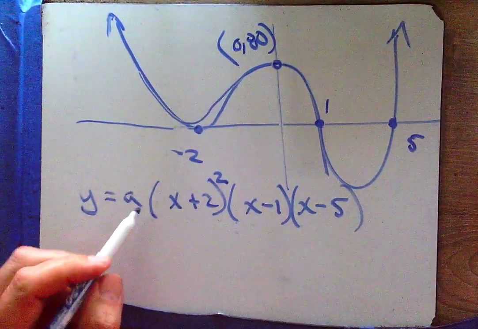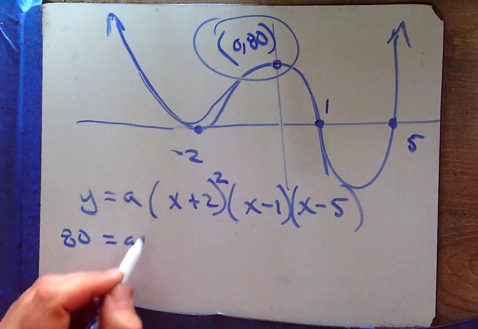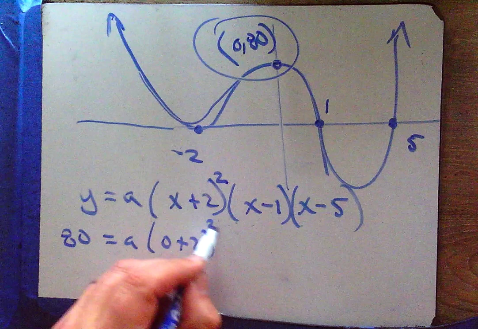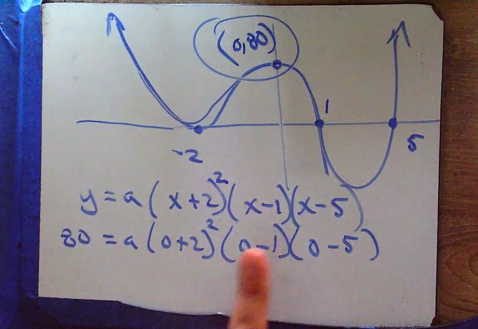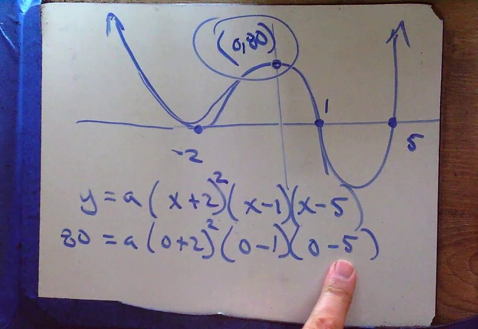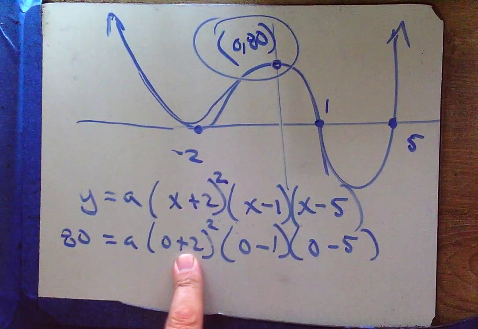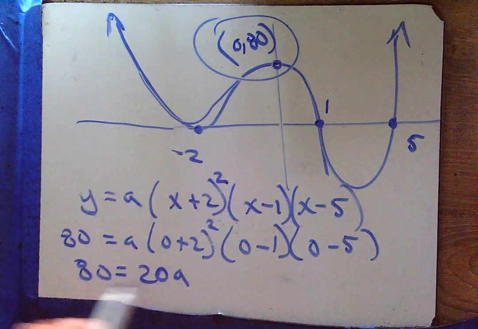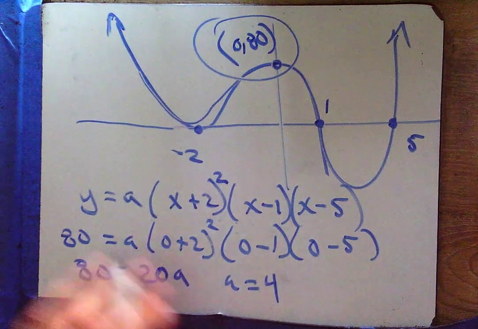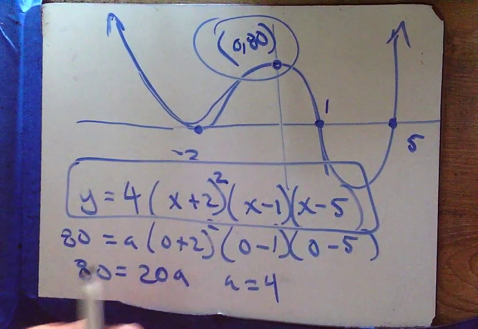Now let's find our a value by plugging in this extra point. 80 equals a, 0 plus 2 squared, 0 minus 1, 0 minus 5. So negative times negative 5 is positive 5, times 2 squared is 4. 5 times 4 is 20. 80 equals 20a. Oh, so a equals 4. So I'm just going to plonk a 4 in there, and I'm all set. All right? How about this one?